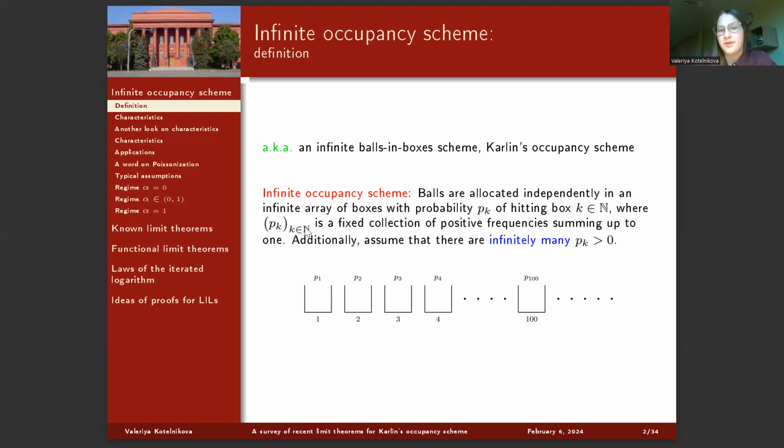In terms of balls and boxes, this condition that infinitely many p_k are positive means that there are infinitely many outcomes where a ball can fall with positive probability. And this explains why the scheme is called infinite, because you have an infinite number of possible boxes. And why the scheme is called balls in boxes, I think you figured it out, because we throw balls into these boxes. And why the scheme is called Karlin's occupancy scheme, I'm going to discuss a couple of slides later, when I discuss the contribution of Karlin to the research on the scheme.